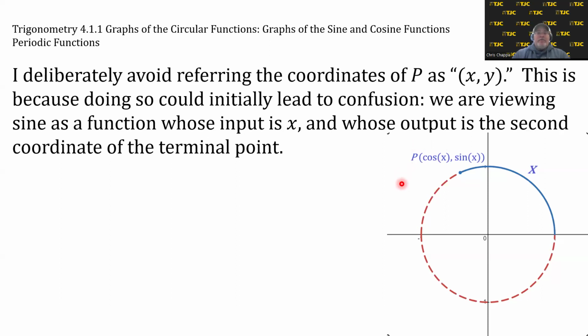Right now, we are viewing sine as a function whose input is x and whose output is the second coordinate of the terminal point. In other words, we're trying to think of the length of this arc as x, so putting an x over here as the first coordinate of this point would be duplicitous. We'd be using the x in 2 capacities.